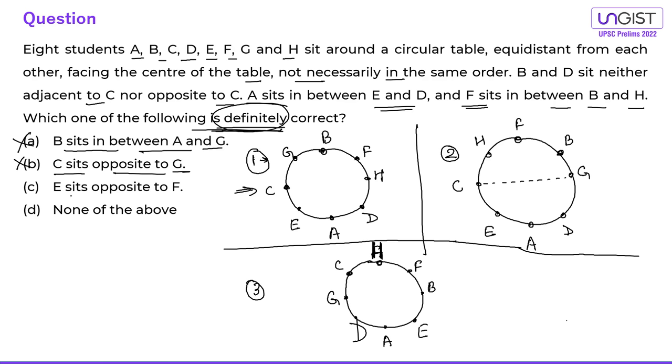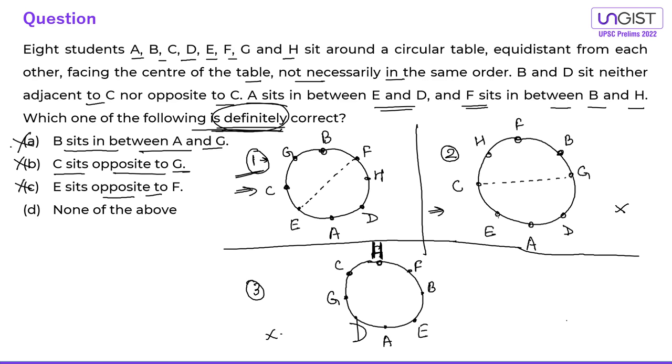After that, E sits opposite to F. In the first combination, E sits opposite to F. Yeah, it is correct. But in the second combination, E sits opposite to B. No, it is not correct. In the third combination, E sits opposite to C. No, it is not correct. So third one is also correct, but it is a possibility. It might be correct in some of the combinations, but it is not always true. It is not definitely correct, right?